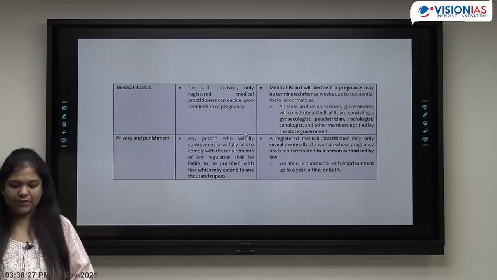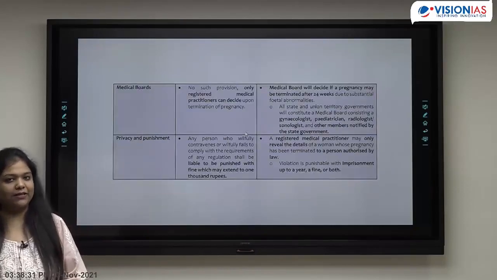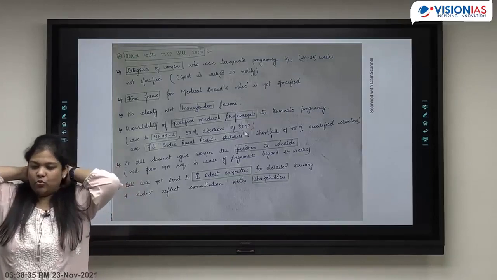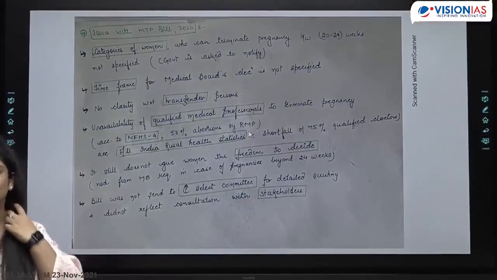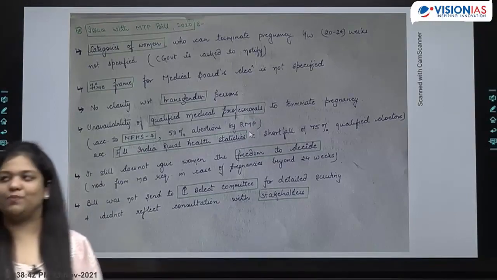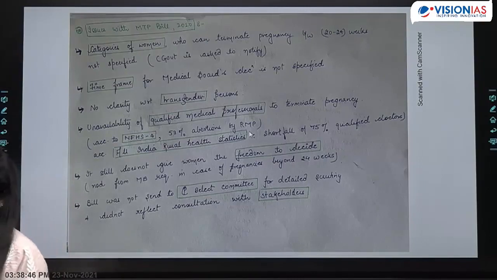So here we simply discussed what the new provision is, and we gave its comparative analysis. Now, what is the issue with the Act? The category of women who can terminate the pregnancy in this is not specified. What I want to say is that in the gazette it is only mentioned with respect to survivors of rape, and for the rest the central government has to notify. When the rules are made, it will be notified in them.